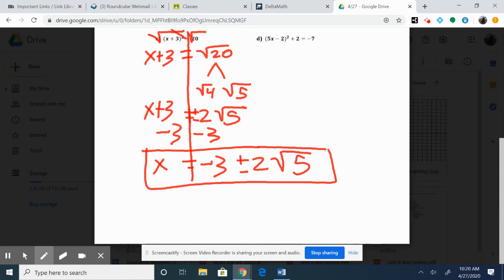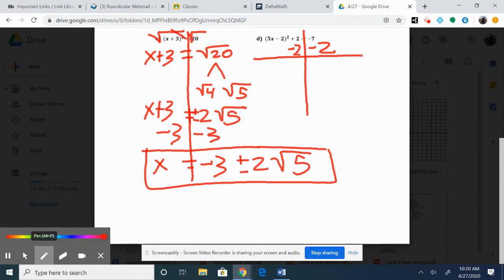Okay, so same thing on the other side. But remember, this one isn't by itself. We have to move that 2 first. And we are going to do that by subtracting 2 on both sides. Let's go ahead and make it a different color. So we're going to do negative 2 on both sides.